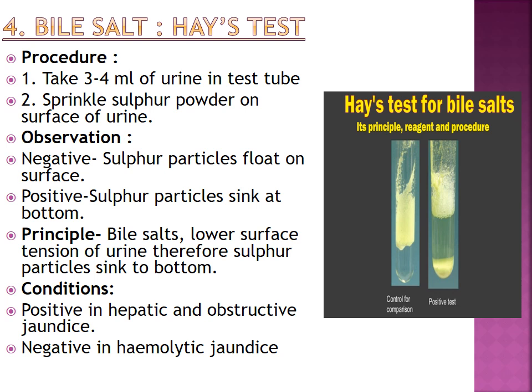Now we will see bile salts by Hay's test. Here you take 3 to 4 ml of urine in a test tube and sprinkle sulfur powder on the surface of the urine. If it floats on the surface, the test is negative, and if the sulfur particles sink to the bottom, the test is positive. Bile salts present in urine lower the surface tension of the urine, and therefore the sulfur particles sink to the bottom. Bile salts are present in urine mainly in jaundice, either hepatic or obstructive jaundice, but the test is negative in hemolytic jaundice.